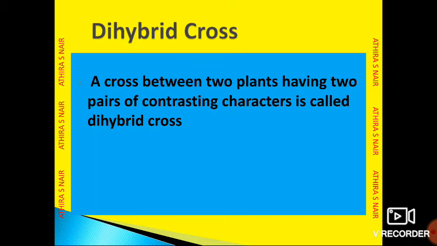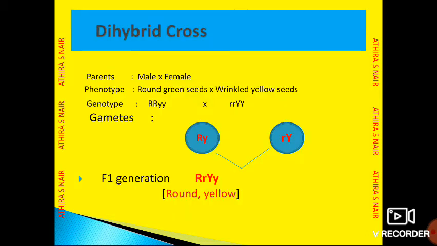A cross between two plants having two pairs of contrasting characters is called a dihybrid cross. Here you can see the dihybrid cross.